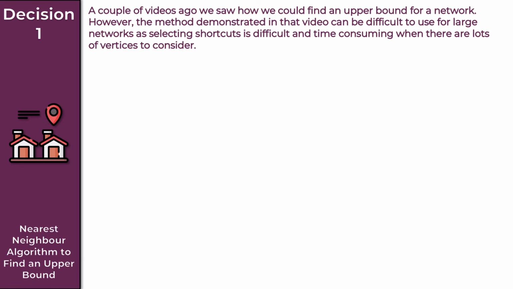In this video, we're going to take a look at the nearest neighbor algorithm to find an upper bound. A couple of videos ago, we saw how we could find an upper bound for a network. However, the method demonstrated in that video can be difficult to use for large networks, as selecting shortcuts is difficult and time-consuming, especially when there are lots of vertices to consider.